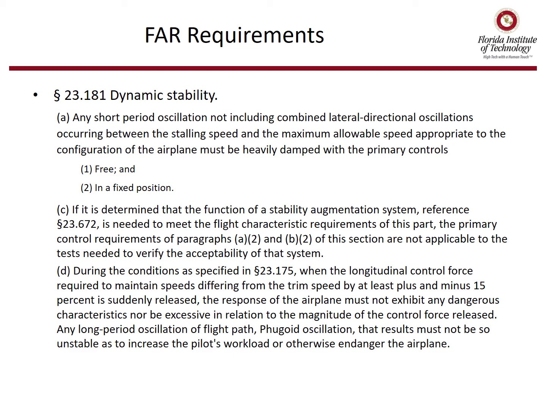Paragraph D says during the conditions specified in paragraph 23.175, when the longitudinal control force required to maintain speeds differing from the trim speed by at least plus or minus 15% is suddenly released, the response of the airplane must not exhibit any dangerous characteristics nor be excessive in relation to the magnitude of the control force released. Any long period oscillation of flight path, called phugoid oscillation, that results must not be so unstable as to increase the pilot's workload or otherwise endanger the airplane.